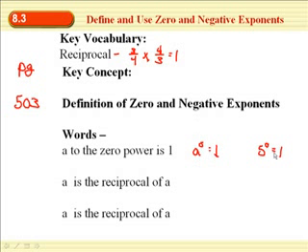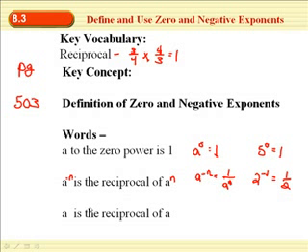Okay? a to the negative n, I couldn't put the exponent, so I have to put it in right here. a to the negative n is the reciprocal of a to the n. So here's the algebra. a to the negative n equals 1 over a to the n. Okay, so 2 to the negative 1 equals 1 over 2.